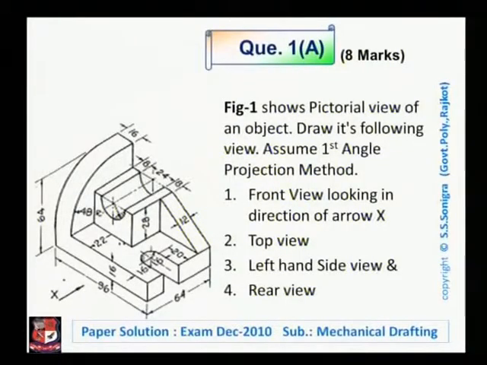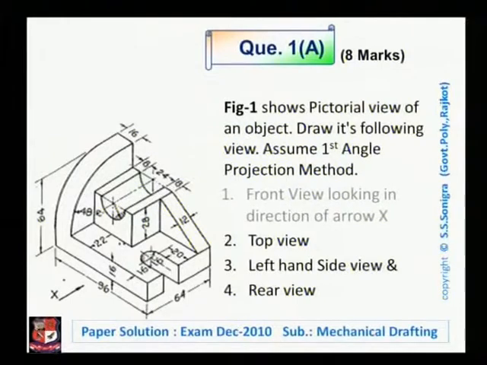The first problem is question number 1A, which is asked for 8 marks. Data is given like this. Figure 1 shows a pictorial view of an object. Draw its following views. Assume first angle projection method. Here the first angle projection method is to be employed to draw various views of the given drawing.